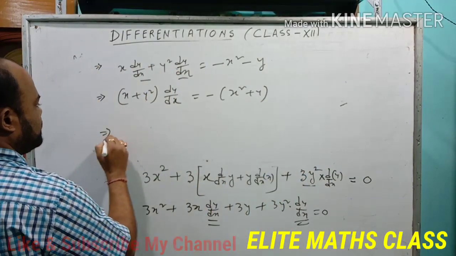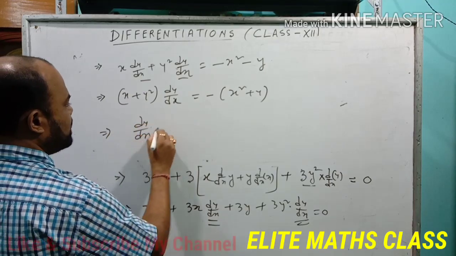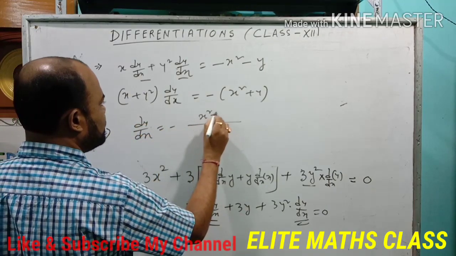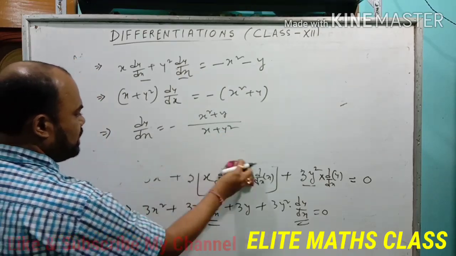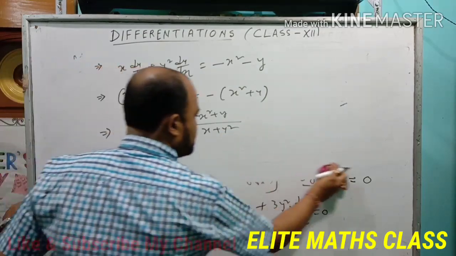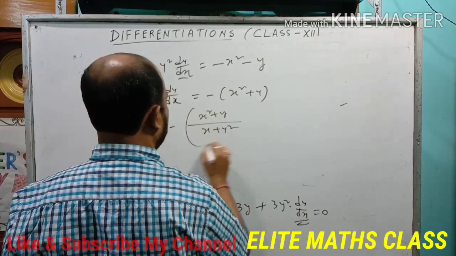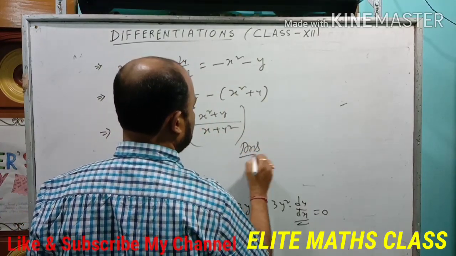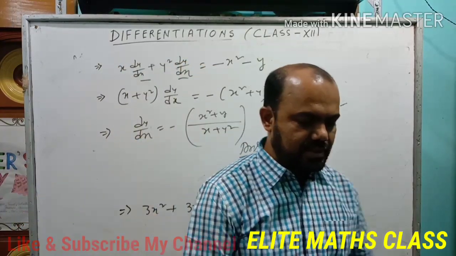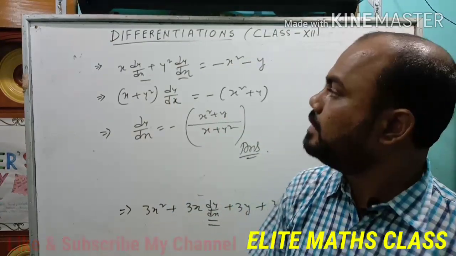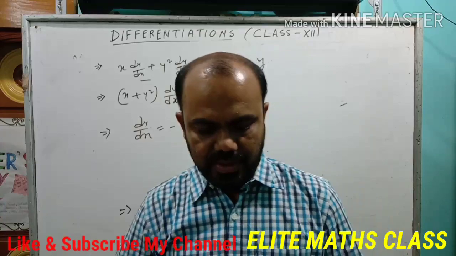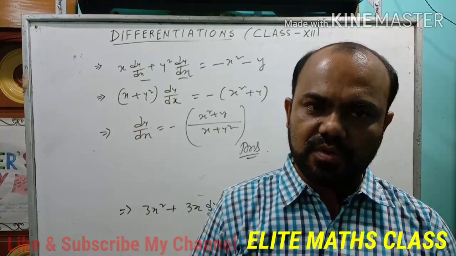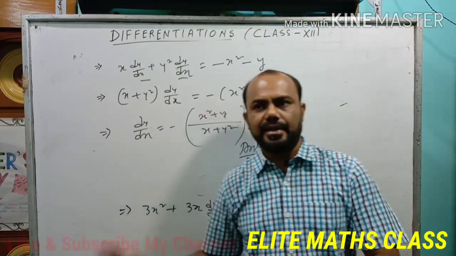Now all done. So what is dy by dx? dy by dx equal to minus (x square plus y) by (x plus y square). No more simplification can be done, so this is the answer. Clear? So this is method 2 of finding derivatives. Method 2 means derivative of implicit function. Hope what an implicit function is is clear. Then see the process.